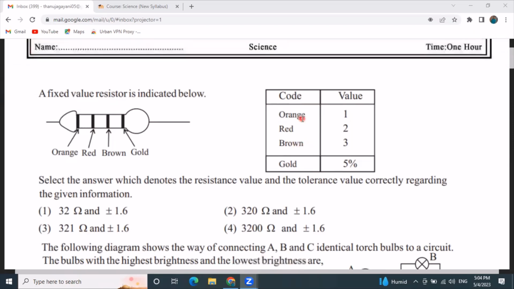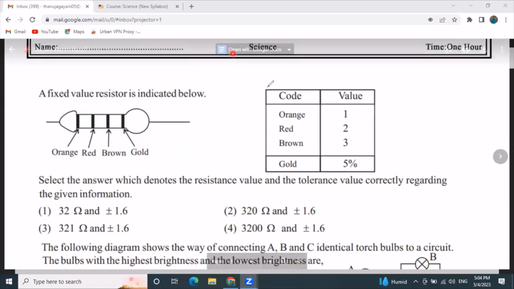First, we have to correct this data table. Correct orange as 3, the value of orange is 3. And next, red is 2, it's okay, correct. And this is not brown, this is black. The value of black is 0.